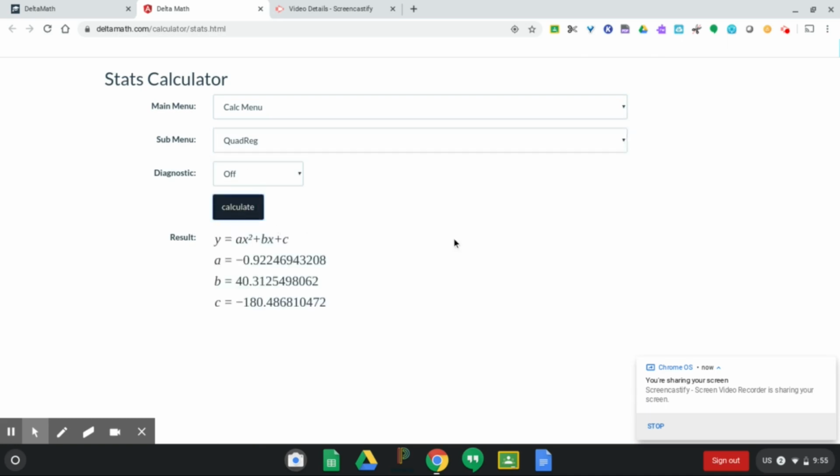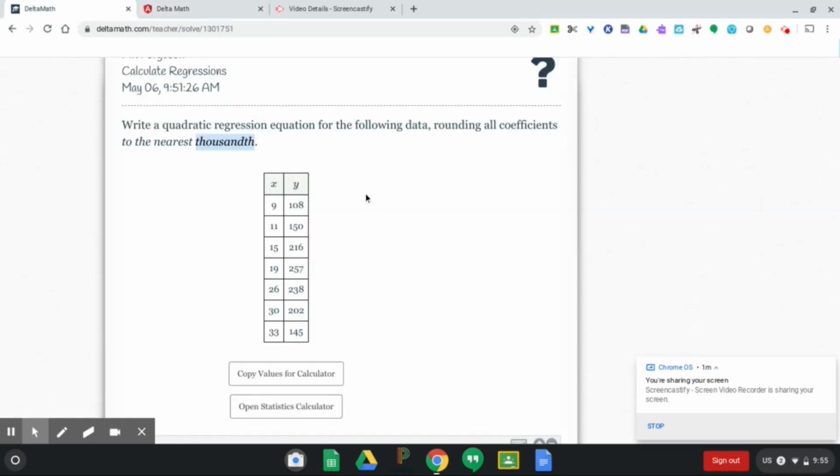So now I need to write these values down. Okay, if you notice, a quadratic has the general equation y equals ax squared plus bx plus c. And write all these values down. A equals negative 0.9224, B equals 40.3125, and C equals negative 180.4868. So I'm going to go back to my screen here.